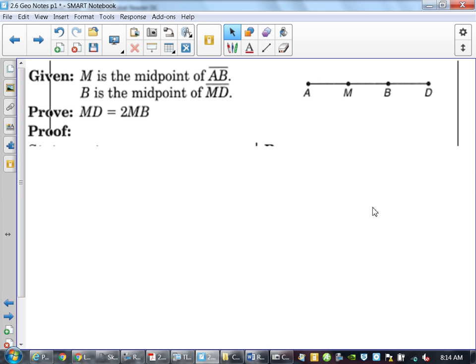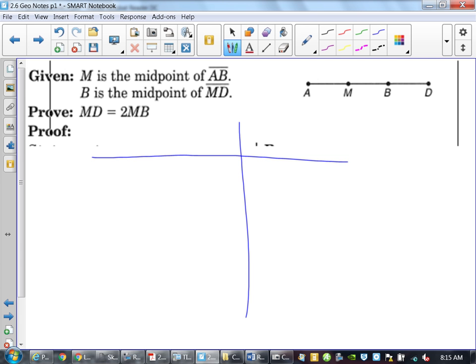Alright, so where do you start any single proof that you have? With the givens. The given here says M is a midpoint of AB. The other given is B is the midpoint of MD. When I have two givens, and they both have stuff that's on my progression sheet, midpoints, I'm going to write them out separately. I'm going to start with the first given. The first given says M is midpoint AB.